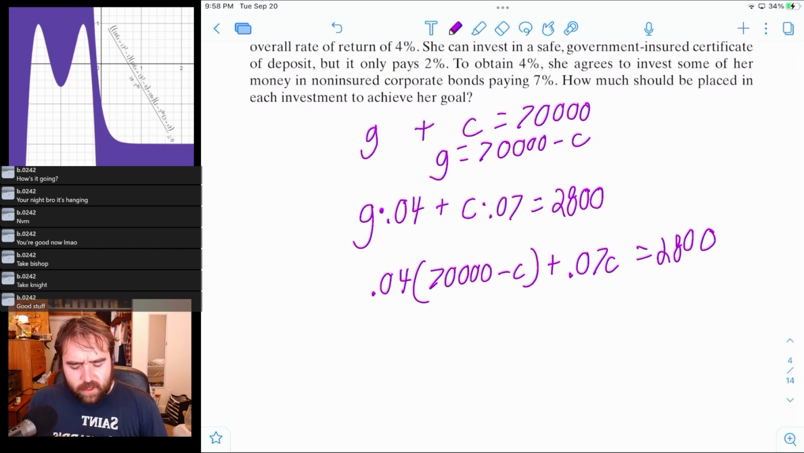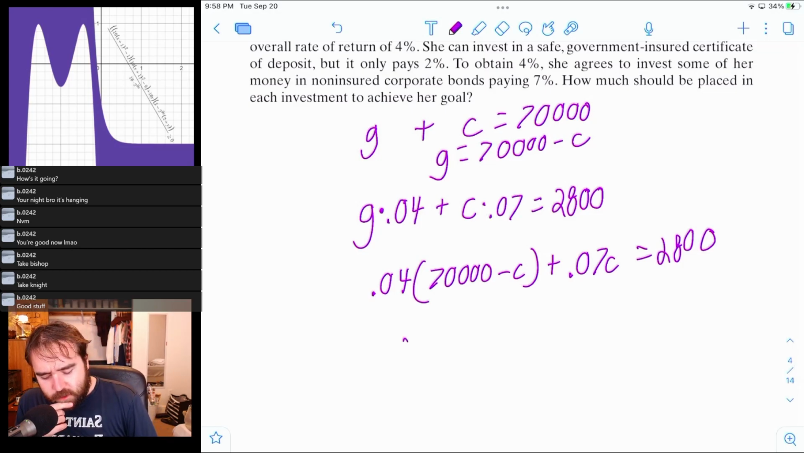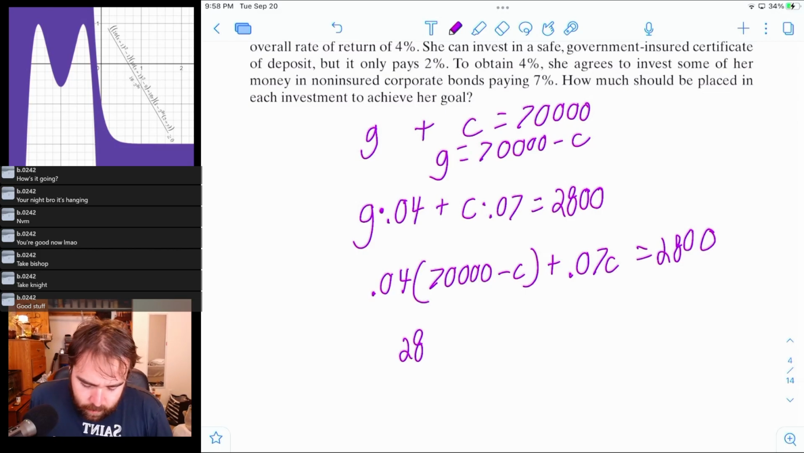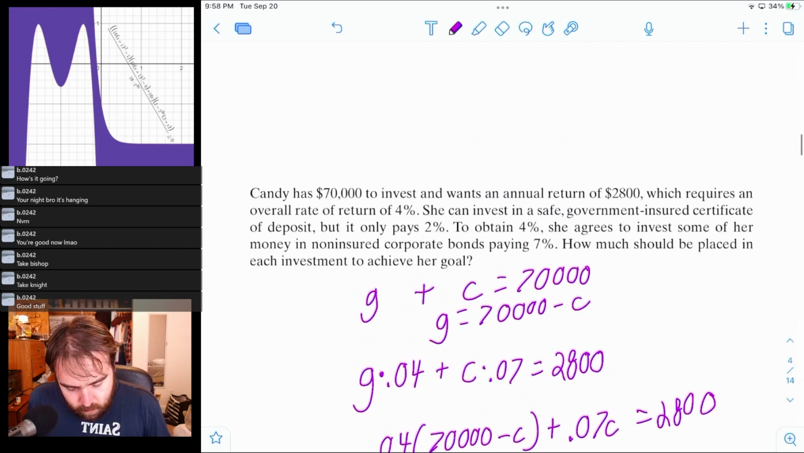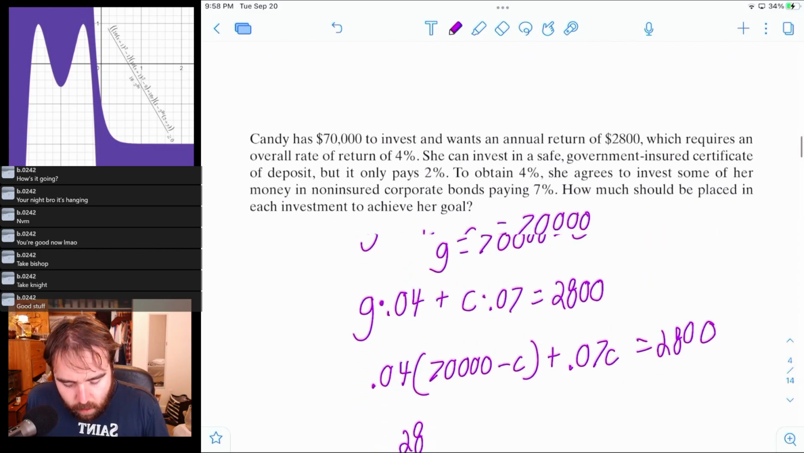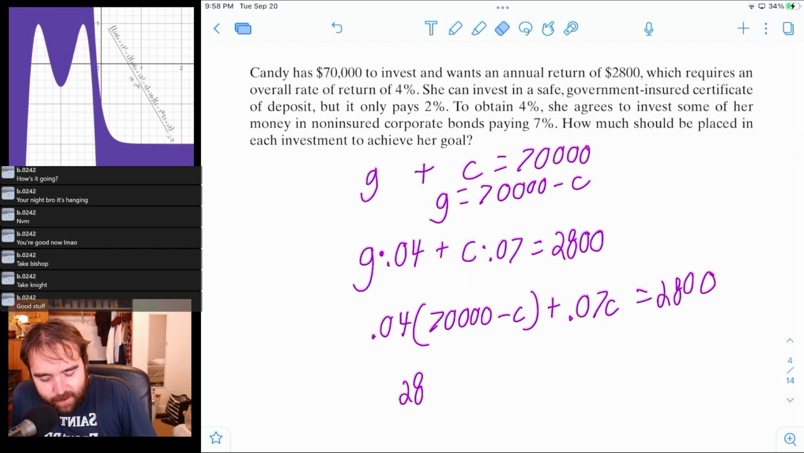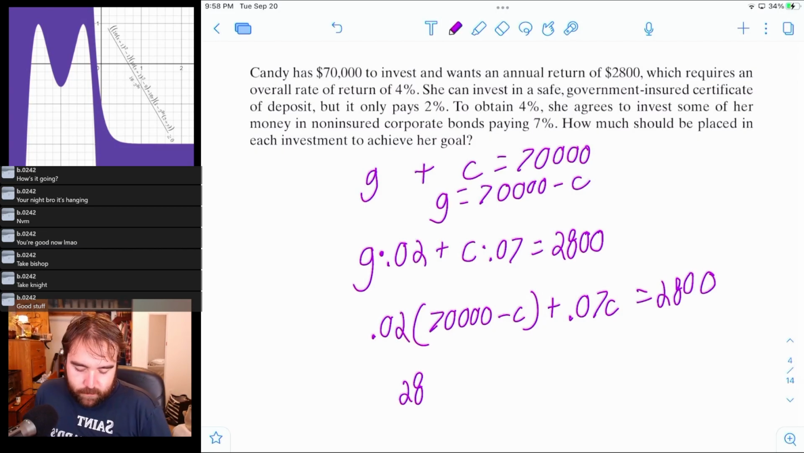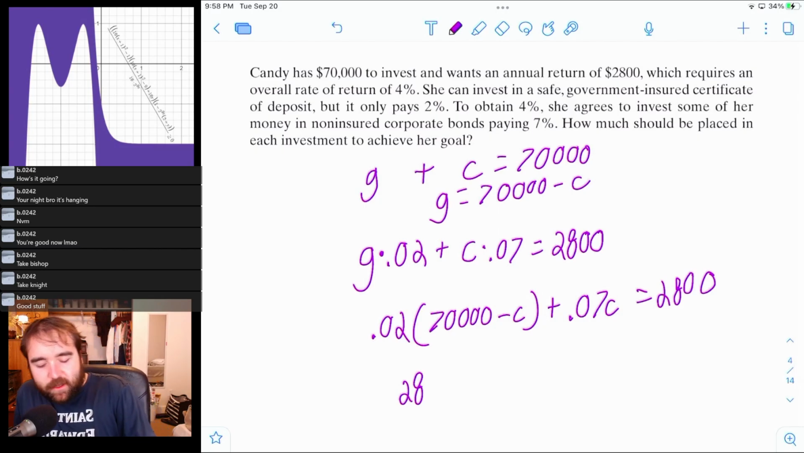What's 0.04 times 70,000? So we know it's going to be 28 something. Well, that's kind of convenient. Oh, wait, we got this totally wrong, because that's not 4. That's supposed to be 2. Government bonds are paying 2%. She wants 4%, so that's how we're going to do it, 2%. So that's easy. Well, that just means it's going to be 14.